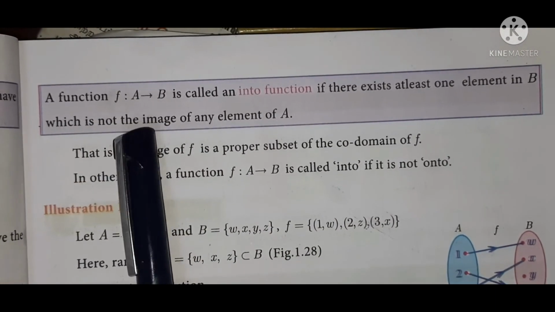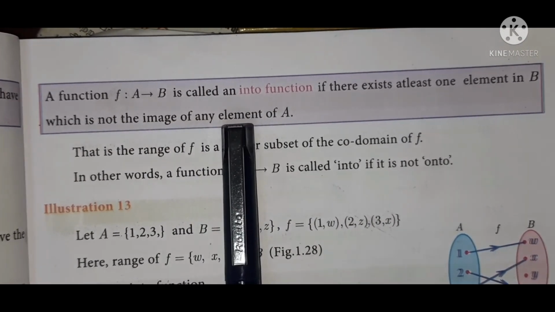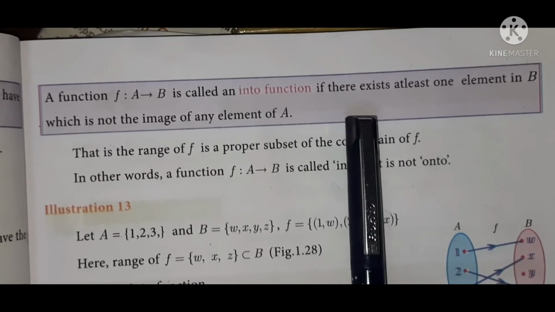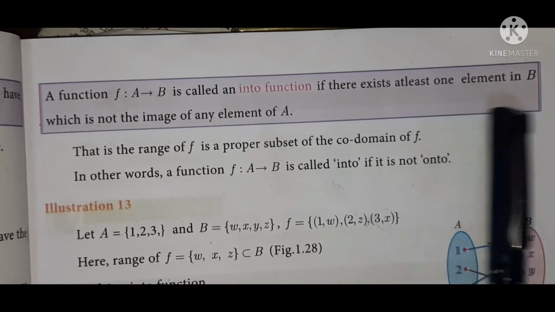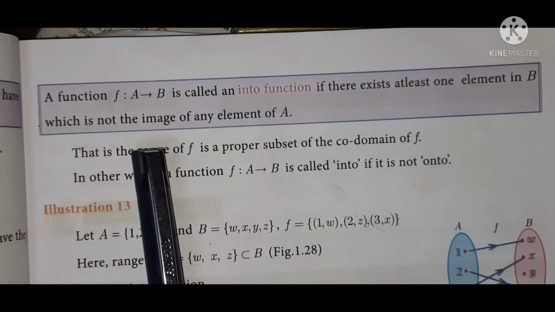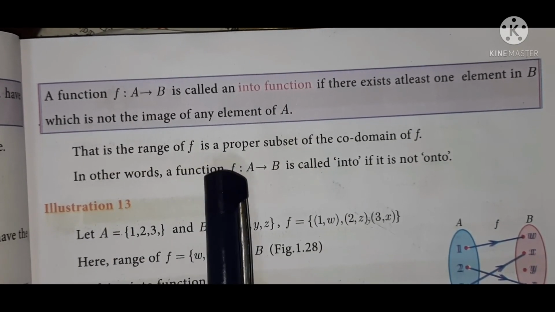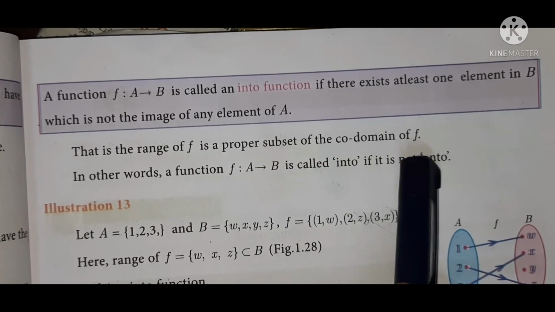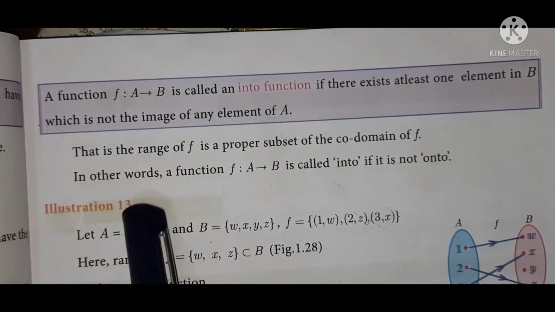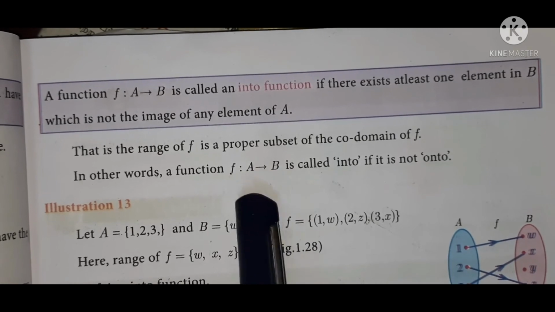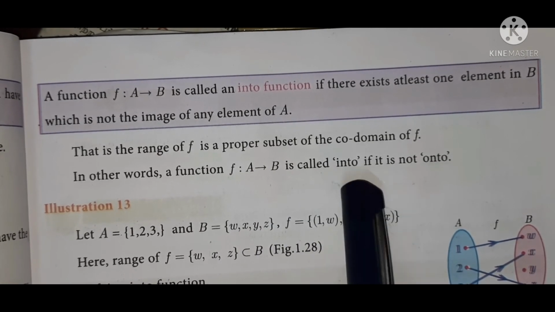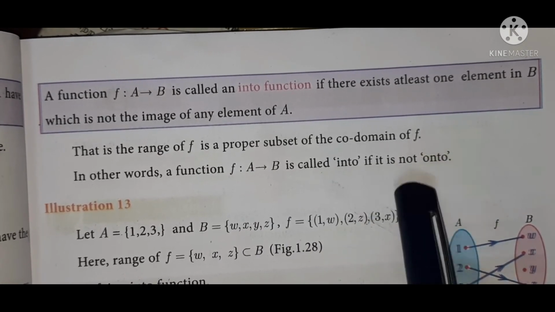A function f from A to B is called an into function if there exists at least one element in B which is not the image of any element in A. That is, the range of f is a proper subset of the codomain of f. In other words, a function f from A to B is called into if it is not onto.